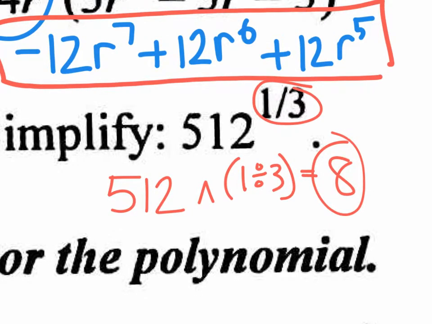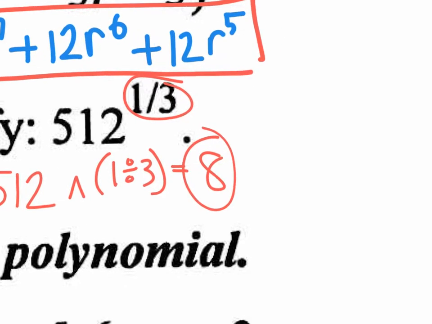So with the Texas Instrument calculators that I have, you do 512, use the caret button. The caret button's right below the pi button or above the x squared button on the calculator. And then you type in 1 divided by 3, and when you hit equals, it'll give you 8. But on the Casio, there is no caret button.